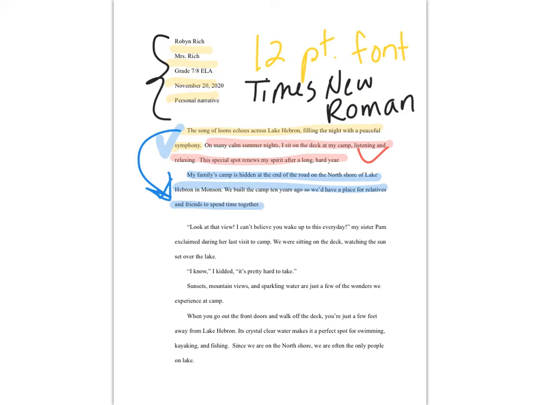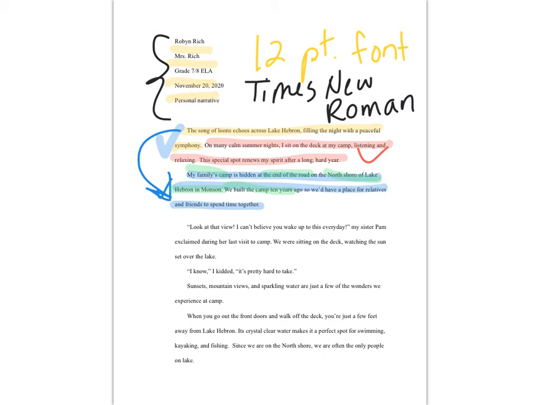The next thing that I'm going to be looking for is, did I introduce the setting, the narrator, and the characters? So my setting, we have my family's camp. It's at the end of the road, north shore of Lake Hebron, and it's in Monson. I also said that we built it 10 years ago, so that's giving you a sense of time and definitely giving me a sense of place.